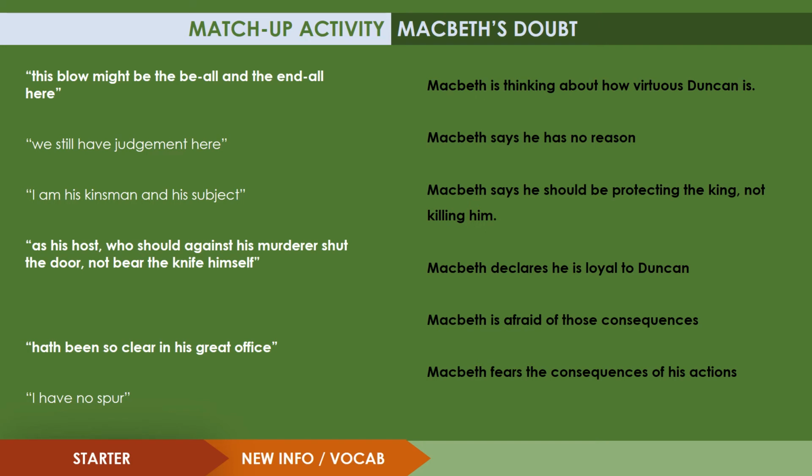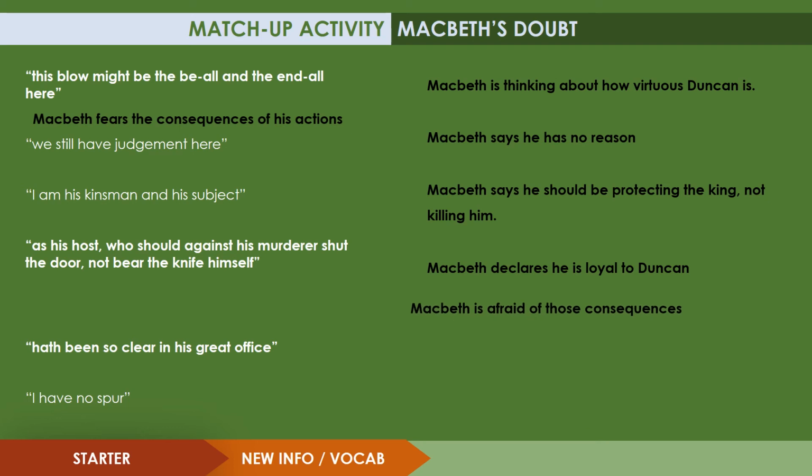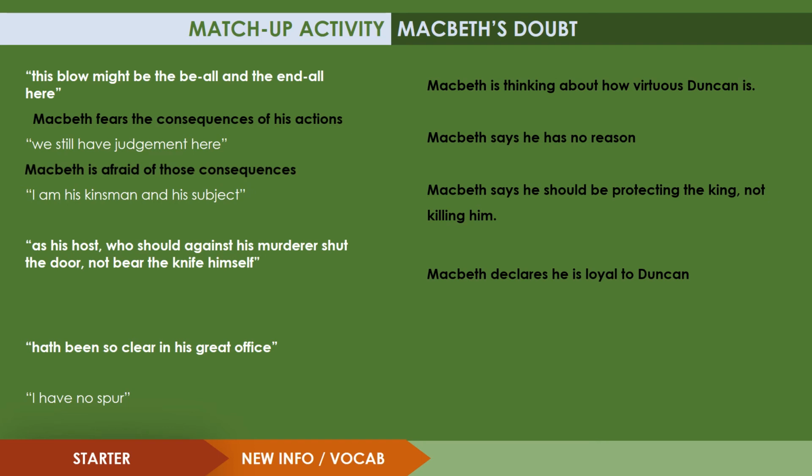So the first one, this blow might be the be all and the end all here. Okay, so here, Macbeth fears the consequences of his actions. So next we still have judgment here. Okay, so again, Macbeth is afraid of those consequences. Next we have I am his kinsman and his subject. So here Macbeth declares that he's loyal to King Duncan.